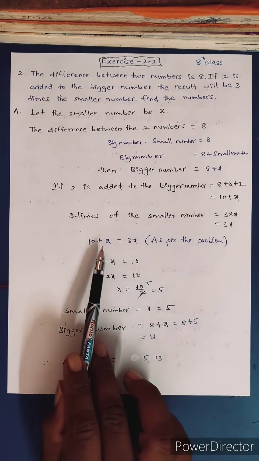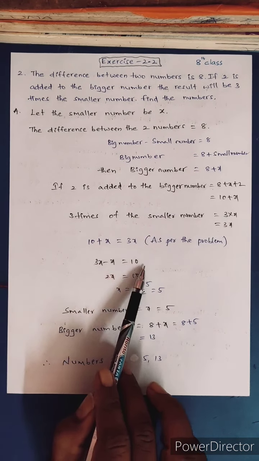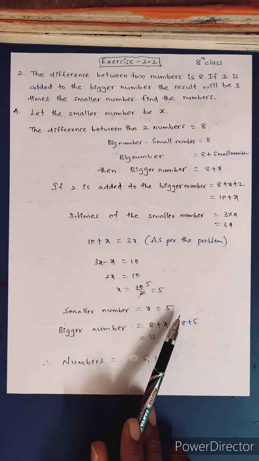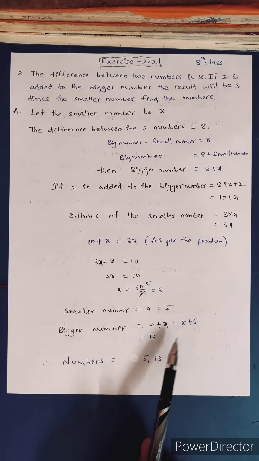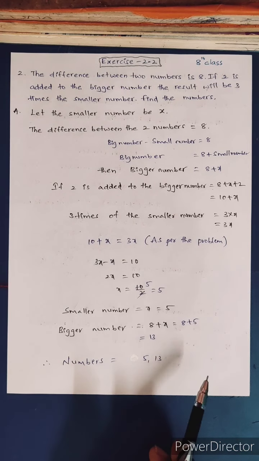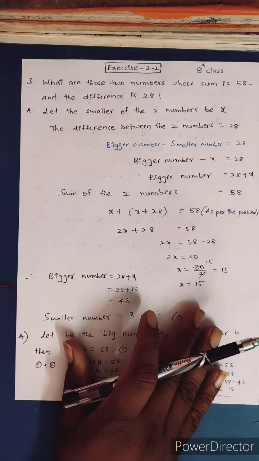As per the problem, send this x to that side. Then 3x minus x is equal to 10. 2x is equal to 10. x value is 5. Smaller number 5. Bigger number is 8 plus 5, 13. Then finally the numbers are 5 and 13. Second problem completed. Now next, third problem.